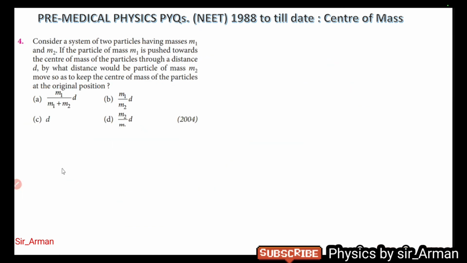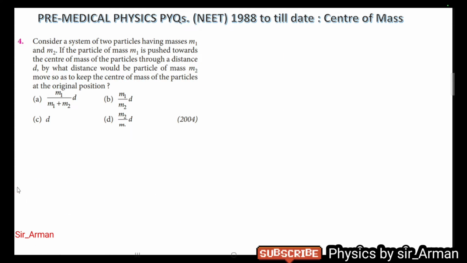In this question, consider a system of two particles having mass m1 and m2. If the particle of mass m1 is pushed towards the center of mass of the particles through a distance d, by what distance would the particle of mass m2 move so as to keep the center of mass of the particles at the original position?